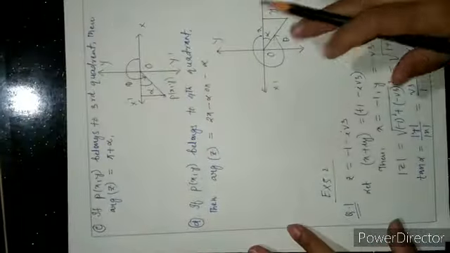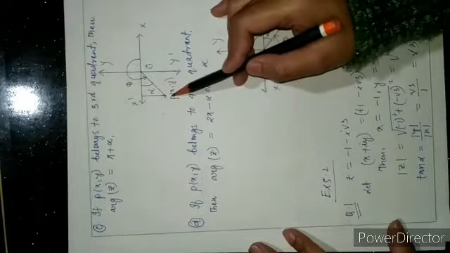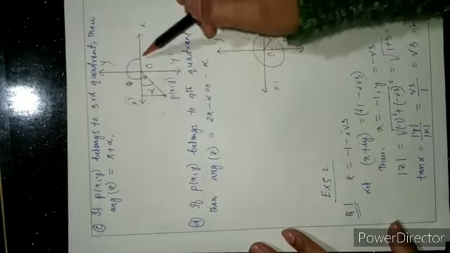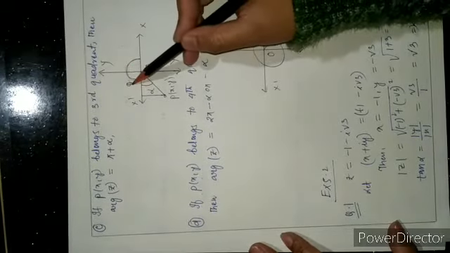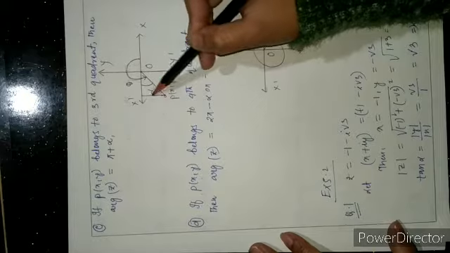Number 3. If the point P belongs to the third quadrant, then measuring from OX to OP, this angle represents theta, and first draw PM.